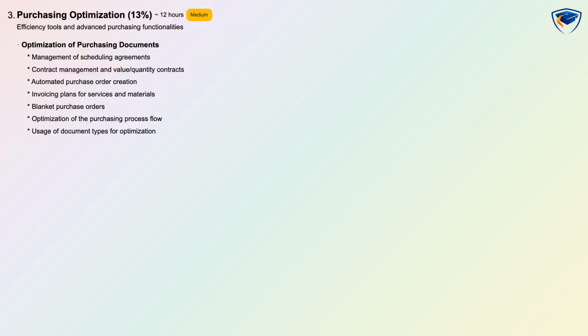You will learn management of scheduling agreements, contract management including value and quantity contracts, automated purchase order creation, invoicing plans for services and materials, and use of blanket purchase orders. The domain also covers optimization of the purchasing process flow and how to use document types to streamline procurement.